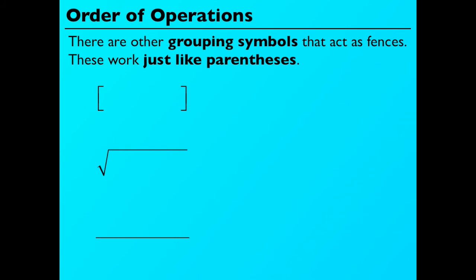But there's more grouping symbols than just parentheses. The next ones are brackets, square root, and fraction bar. All of these are considered grouping symbols, and they act just like parentheses in the first problem. So let's do this problem together. I see that there are brackets, so I know I have to do what's inside the brackets first. 3 squared is 9. 9 minus 3 is 6. 42 divided by 6 is 7.